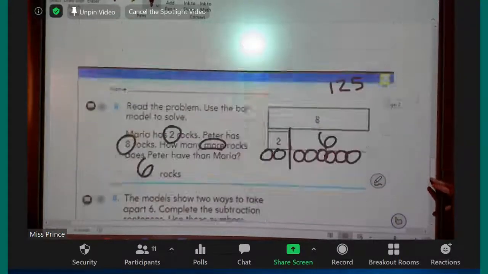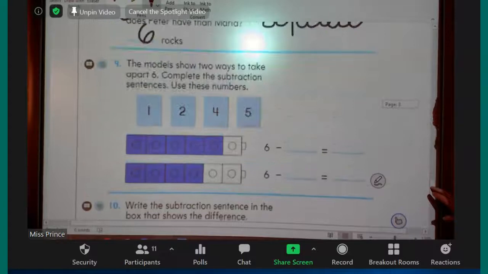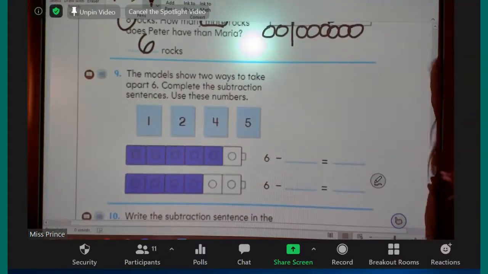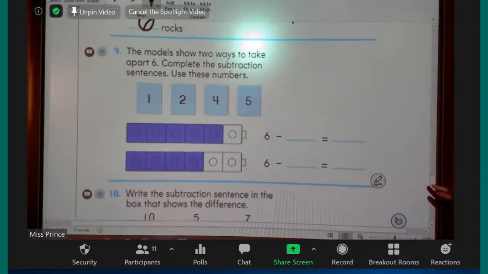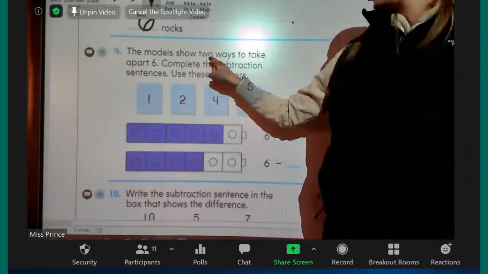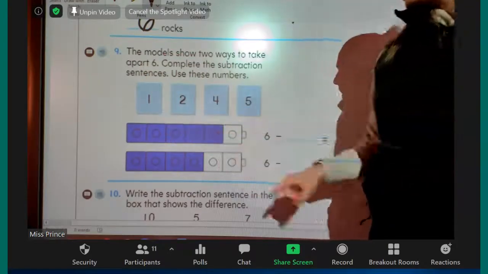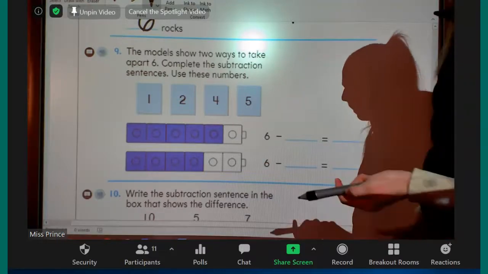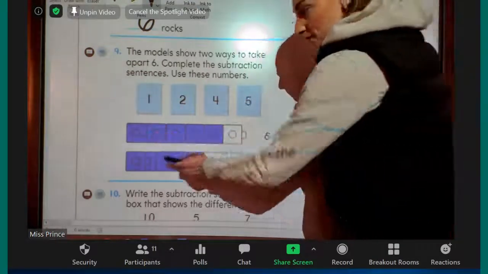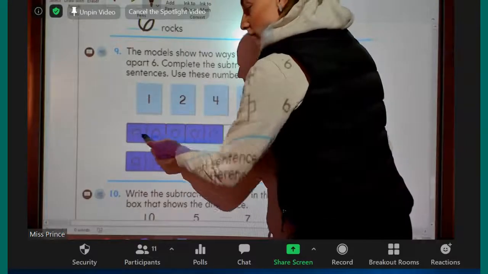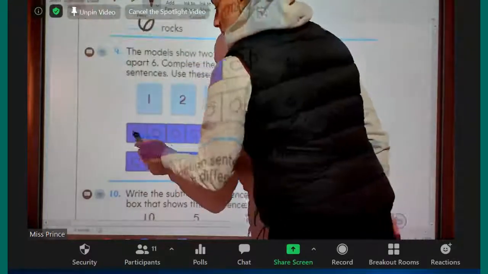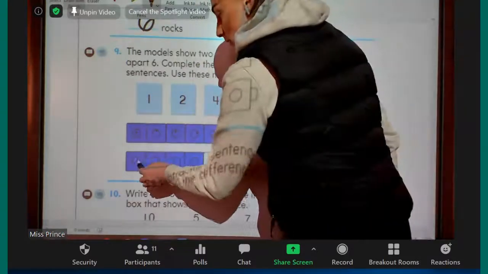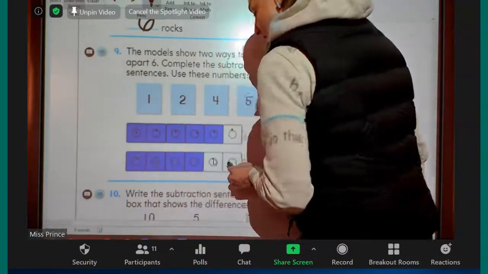Alrighty. We're on our last problem. This is the last one we're going to do together. Alright, it says, the models show 2 ways to take apart 6. Let's make sure that they're taking apart 6. First thing I want to do is make sure that there's 6 here and 6 here. 1, 2, 3, 4, 5, 6. Okay. 1, 2, 3, 4, 5, 6. Okay.